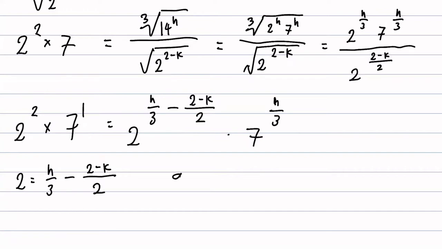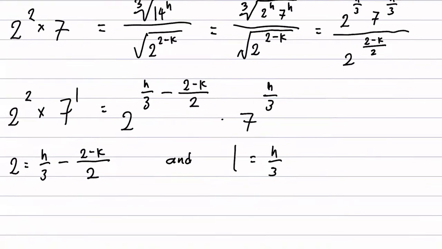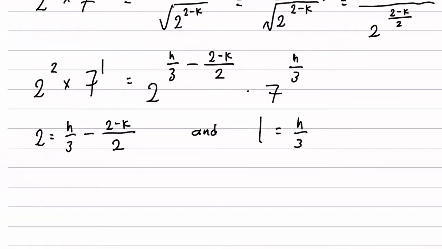Okay? And 1 equals h over 3. Which one do you think we want to solve first? The complicated one on the left or the easy one on the right? Easy one on the right. Of course. Then sub in h. Very good. So h equals 3, then sub in h.